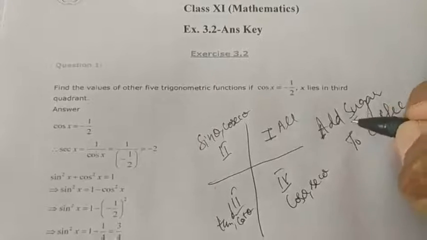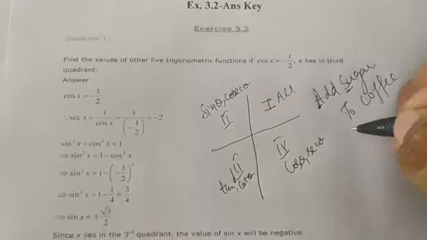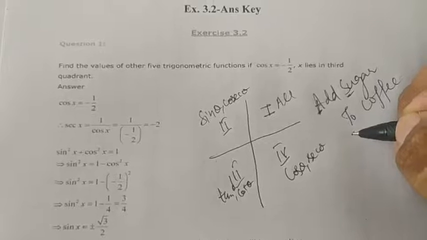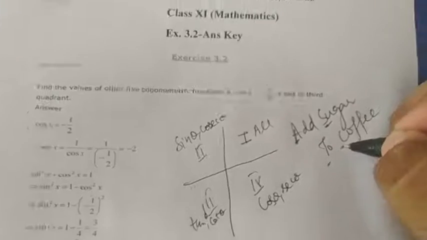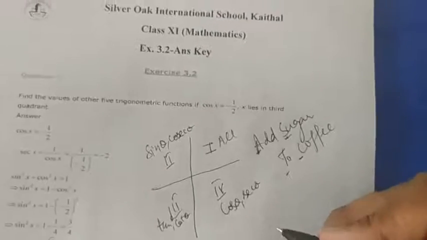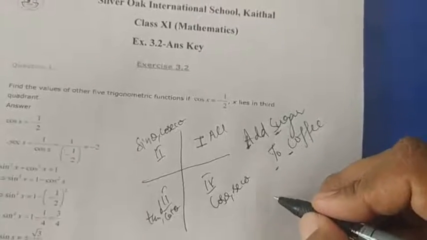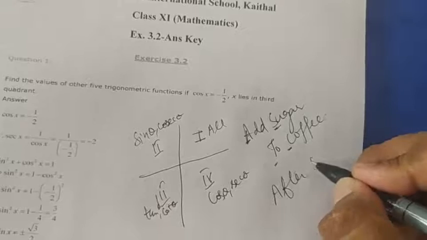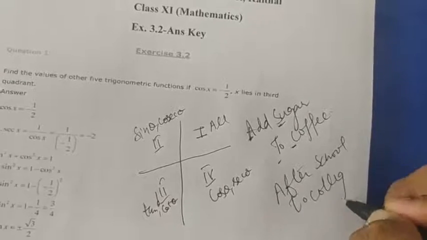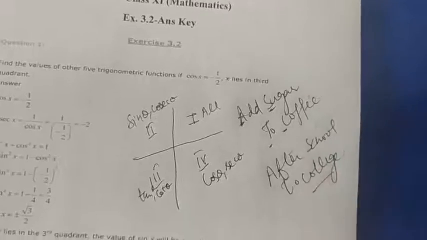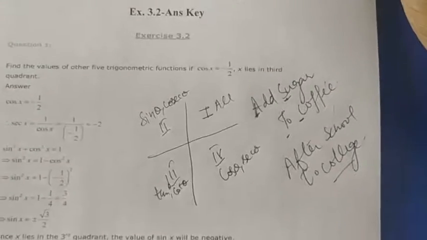Add means all, S means sine theta, and its opposite is cosecant theta, T means tan theta and cot theta, C means cos theta, and its opposite is secant theta. Similarly, you have another formula, after school to college. You may take any of the formulas just to remember this.